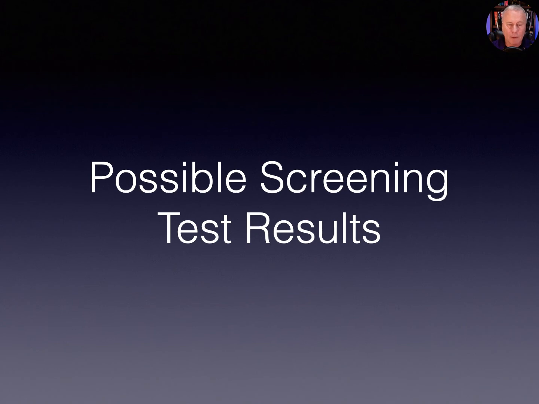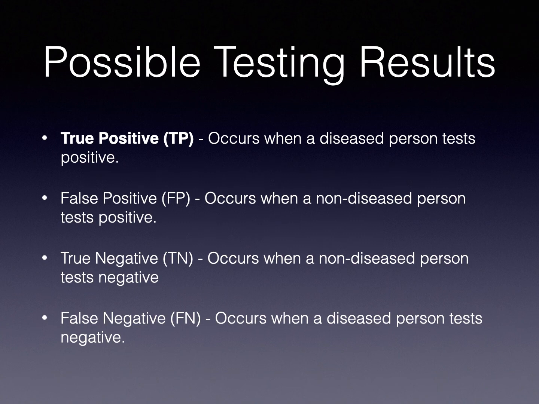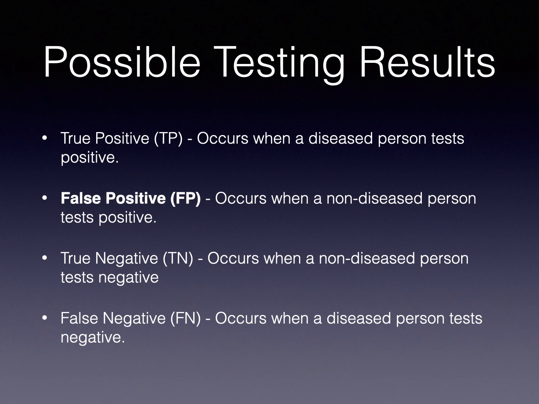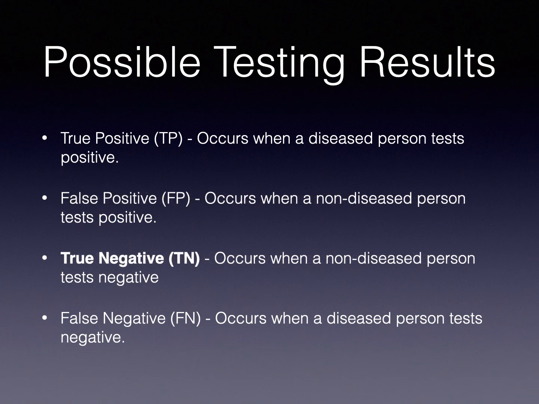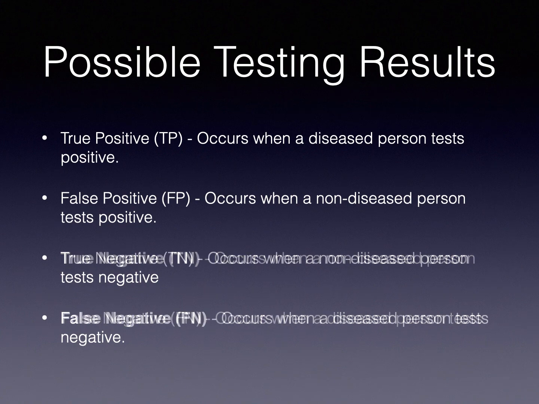Now let's first look at possible screening test results. So a true positive occurs when a diseased person tests positive. A false positive occurs when a non-diseased person tests positive. A true negative occurs when a non-diseased person tests negative. And finally, a false negative occurs when a diseased person tests negative.